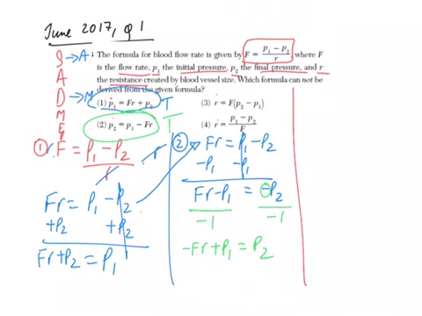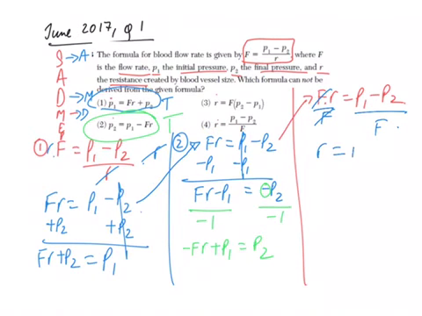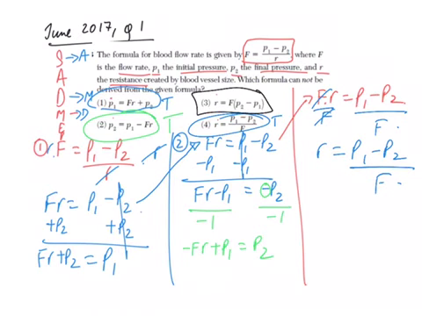Let's see which one works out, 3 or 4. We already have this step, so let's carry on with it. So we have FR is equal to P1 minus P2. These are multiplying. What's the opposite of multiply? Divide. So let's divide F on both sides. So this is answer choice 4. So which one doesn't work? 3.